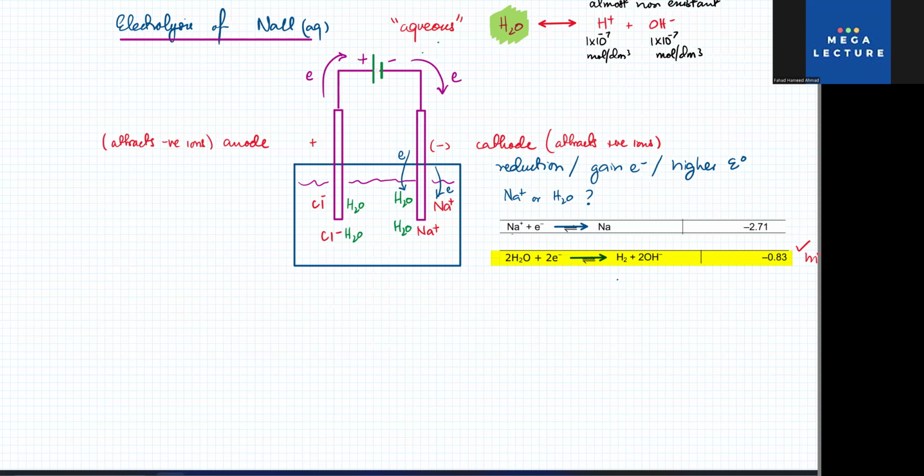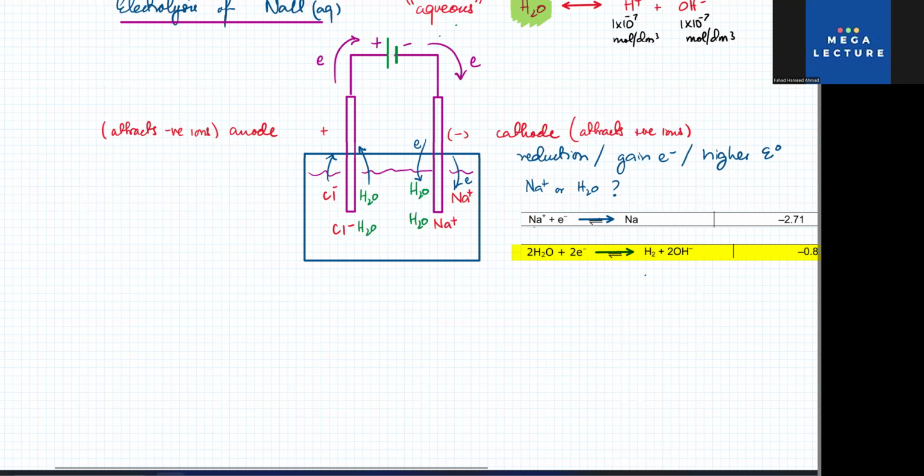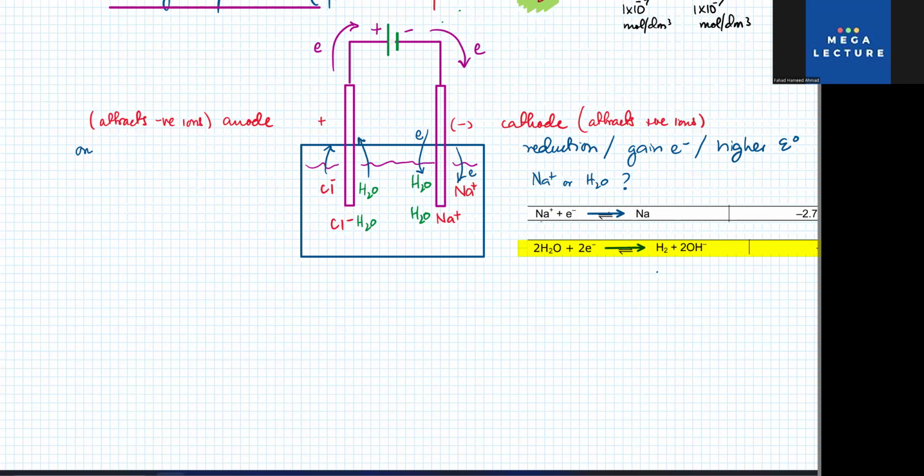Yes, sir. And at the anode, I'm going to do the opposite, which is, at the anode, the battery is going to try and take away electrons. So it's going to pull electrons away from whatever substance you've got. So they're going to try and lose electrons. So who's going to lose electrons? Is it going to be Cl minus? The oxidation happens at the anode, which means that they're going to try and lose electrons to the battery.